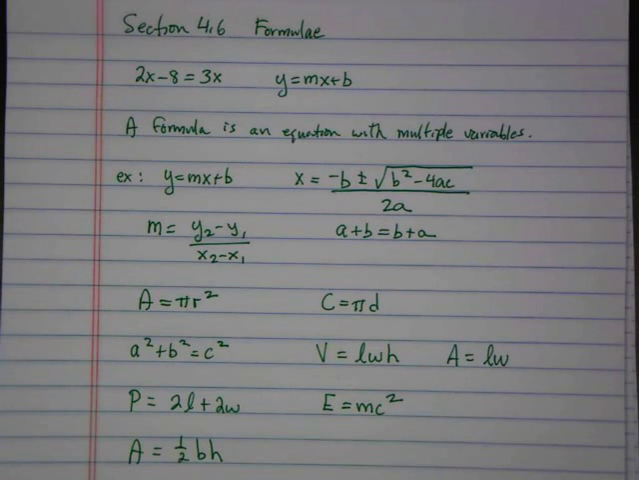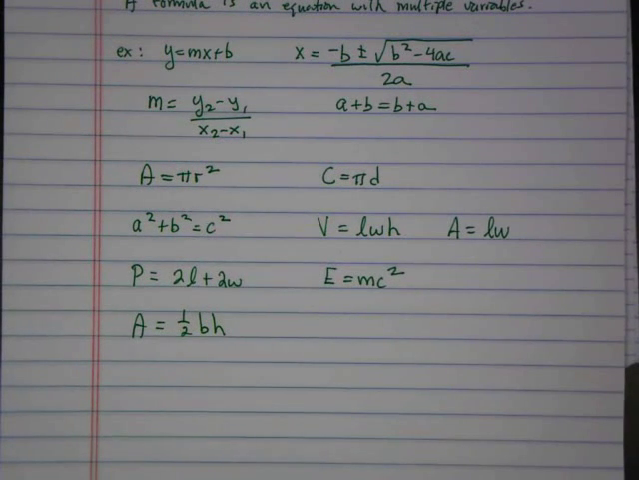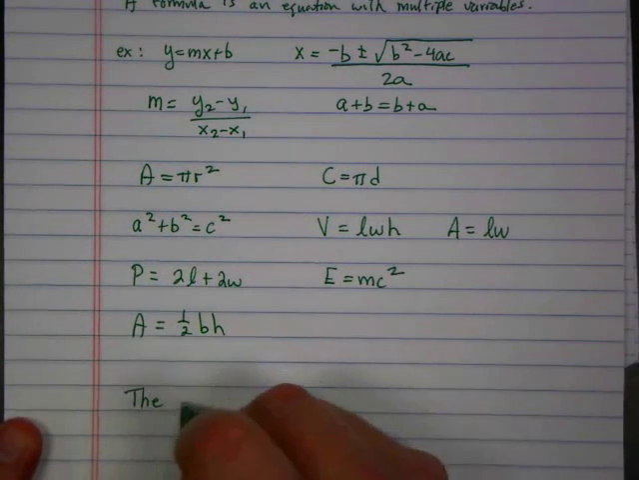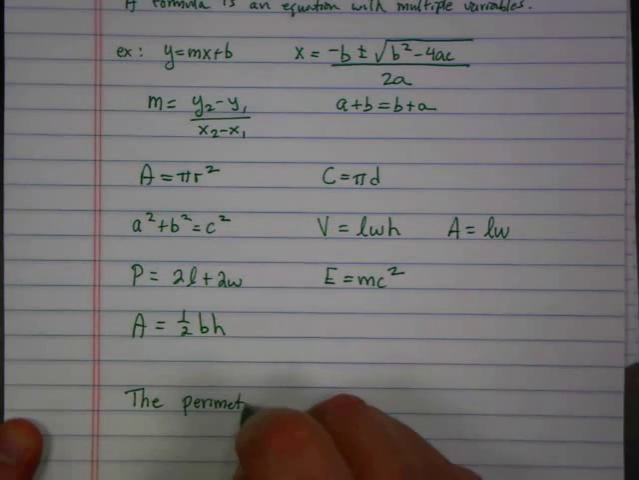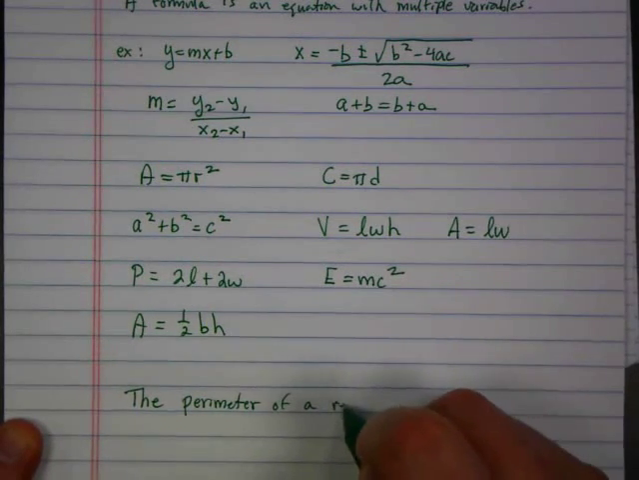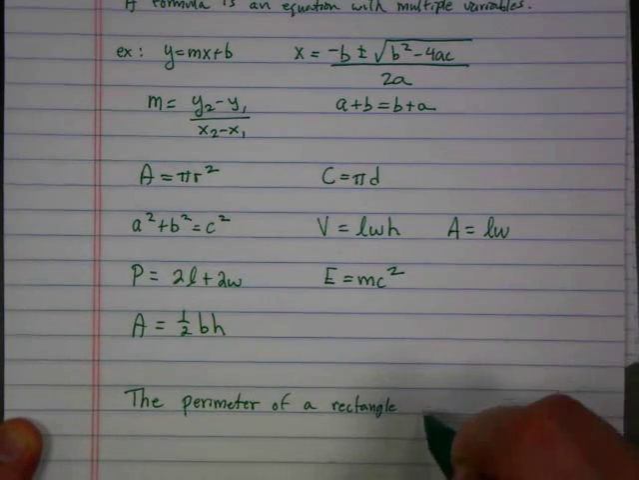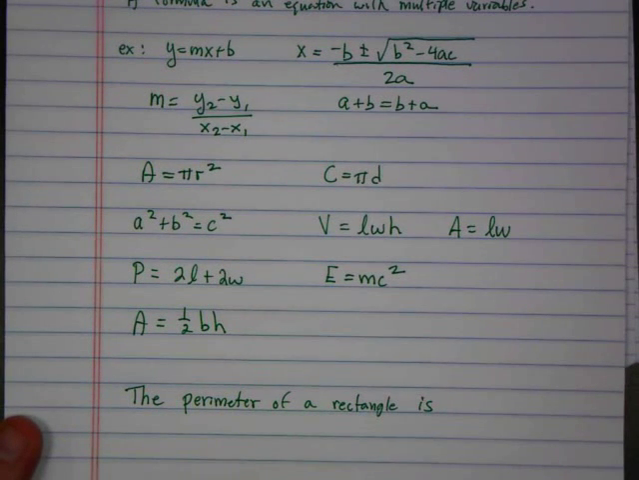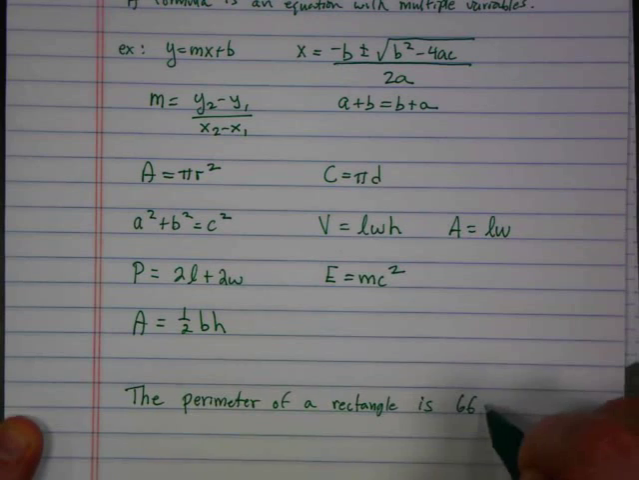Okay, so there are lots and lots of formulas out there, correct? We could sit here all day and list formulas. Not very exciting. Okay, here's the sort of thing we're going to do with these formulas. Let's say the perimeter of a rectangle is, what do you want your perimeter to be? Give me a number. 66 feet.